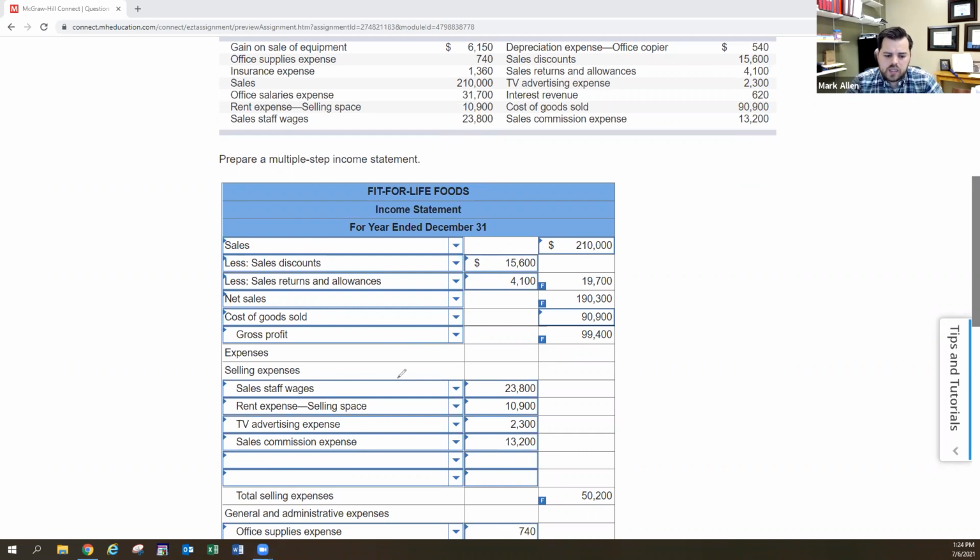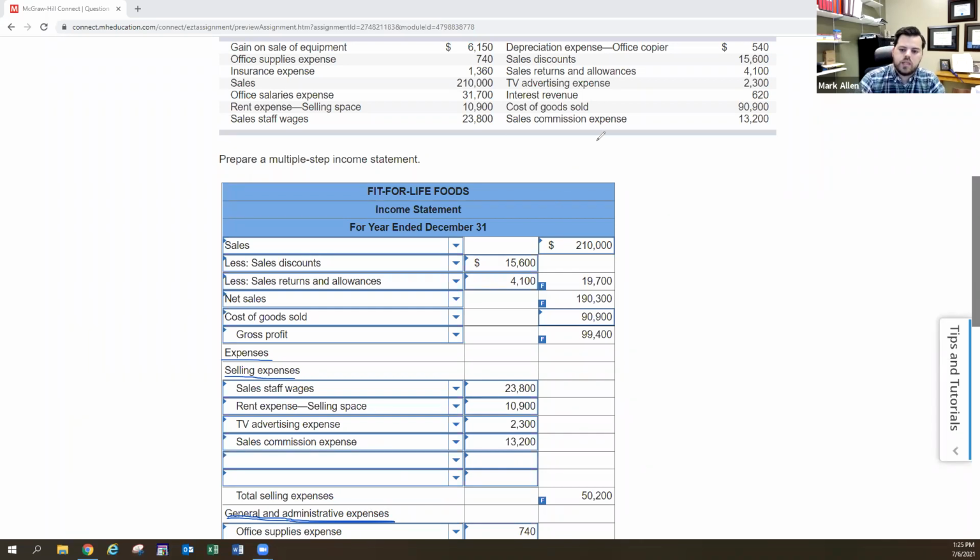Now, what we're going to look at next is my selling expenses. You'll notice expenses is our broad category. Within expenses, we now have two areas: selling expenses and general and admin. Selling expenses are what they sound like. They are related to the sales function. General and admin are pretty much everything not related to sales.